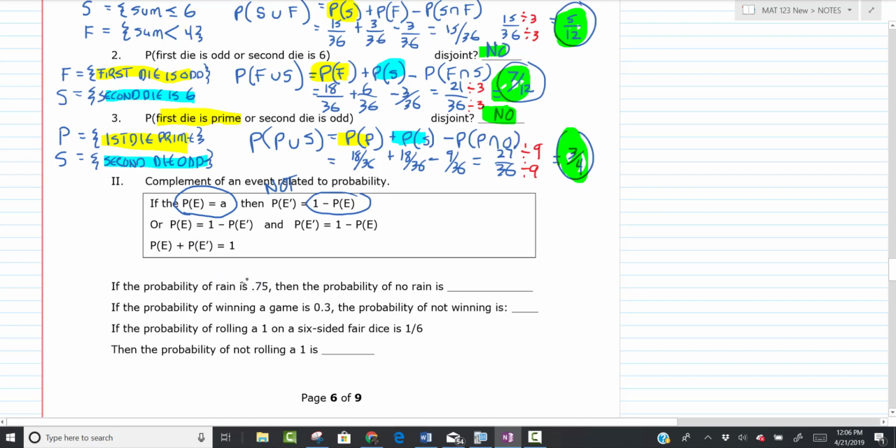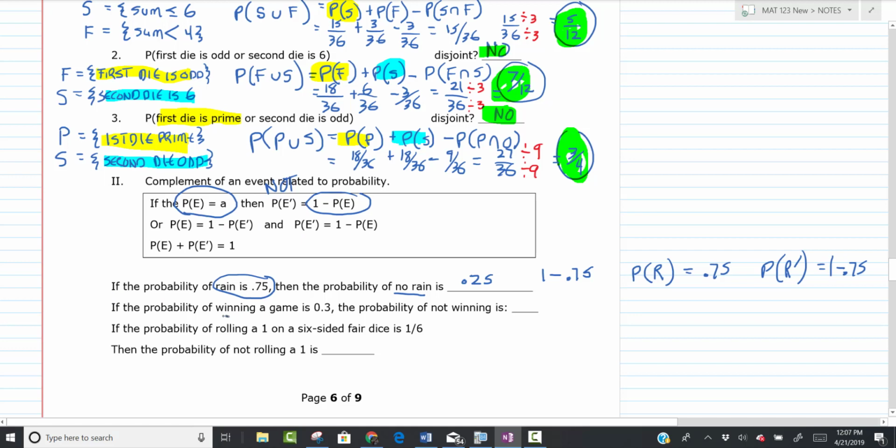You do these examples down at the bottom here. So let's say that a meteorologist says that the probability of rain is 0.75. Then the probability of no rain would be found by just doing 1 minus 0.75, so that would be 0.25. In symbols, if the probability of rain is 0.75, then the probability of not rain would be 1 minus 0.75. That's what we're doing, using this formula right here.